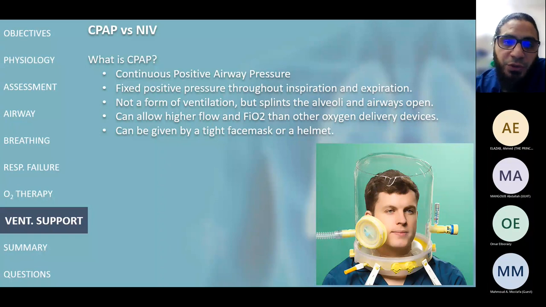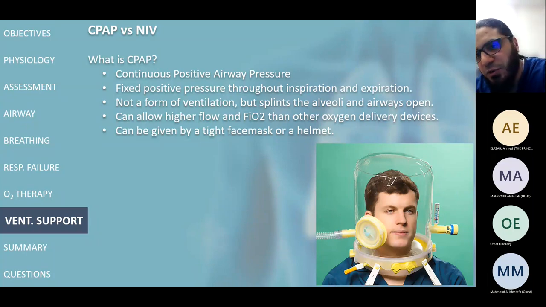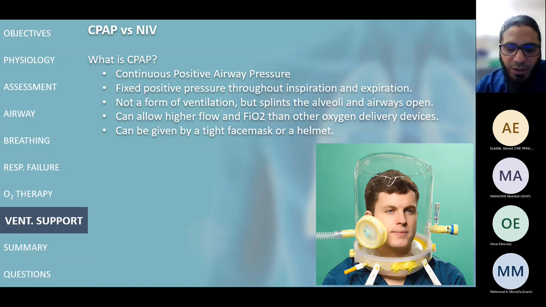Some authors don't include this support as part of ventilatory support, because the pressure given is mainly driven by the high flow. It's not really a pressure, and it's only splinting the alveoli and the airway open. But CPAP can allow you to give very high flow to the patient with very high FiO2, and it can be given either by a tight mask over the face, nose and mouth, or with this helmet in the picture, as you can see.